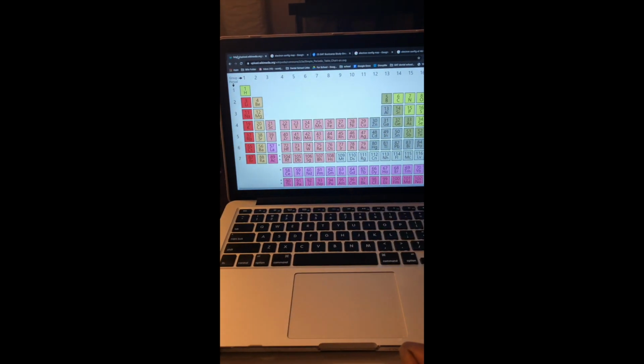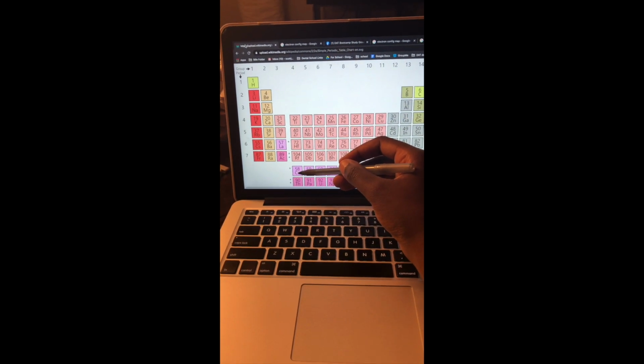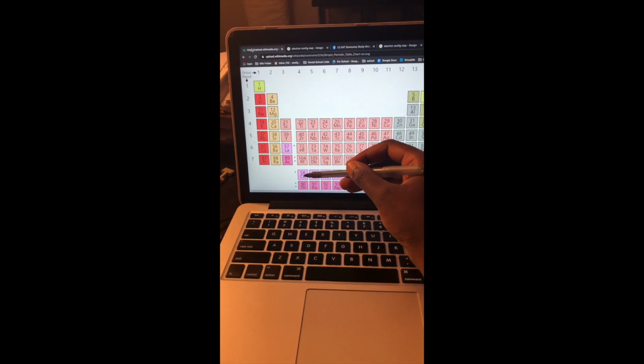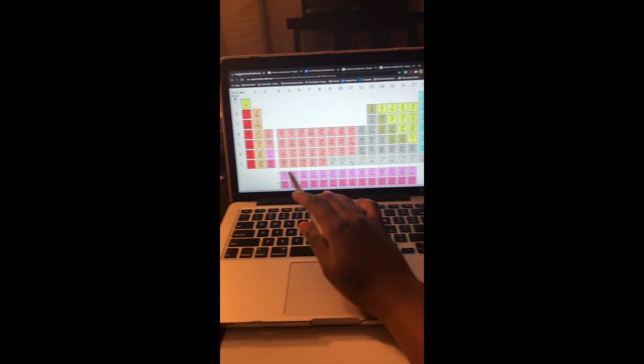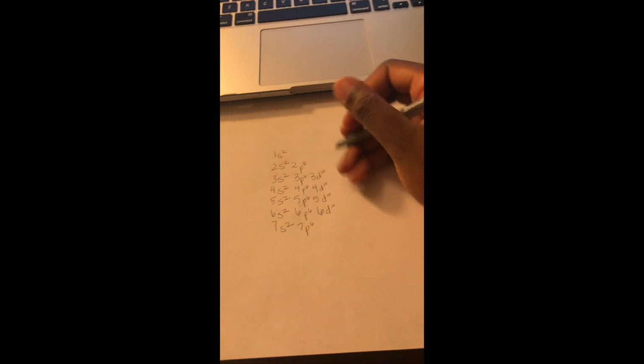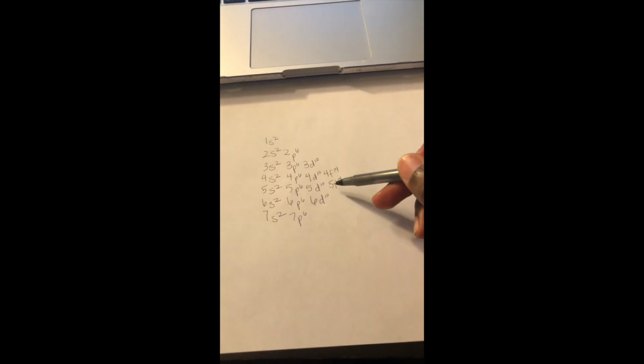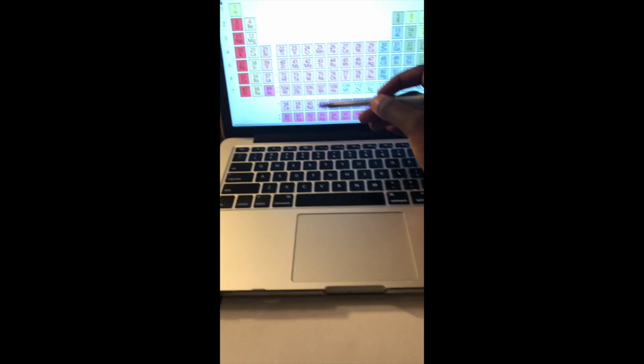So now we look here, and something else that you have to memorize is that F starts at 4. So this is 4, and this is 5. And F has 1, 2, 3, 4, 5, 6, 7, 8, 9, 10, 11, 12, 13, 14. So we have 4F14 and 5F14. So we know that F can only have 2 because there's only 2 rows.